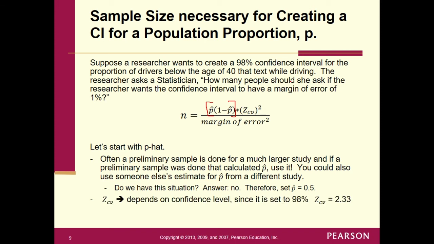What about the critical value? The critical value depends on the confidence level, and since the confidence level was set to 98%, we're going to use a critical value of 2.33. We haven't used that one before, so there you go. The desired margin of error is 1%. That's what the researcher wanted. Be careful on this. Don't put 1 and square it. You've got to change 1% over into a decimal, 0.01.